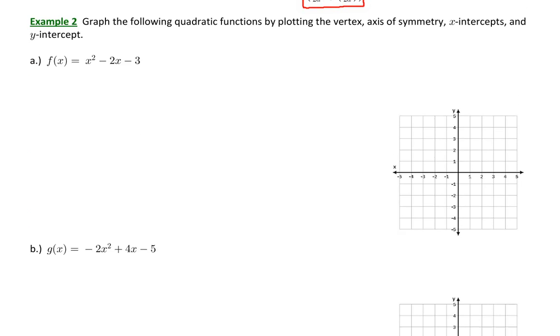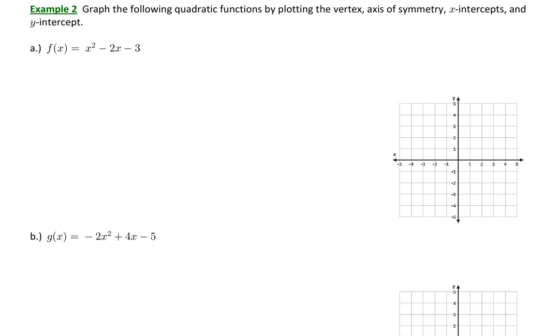Okay, let's apply this to an example. On example 2, our purpose is to graph the quadratic function by plotting the vertex, axis of symmetry, x-intercepts, and y-intercept. So the first thing I want to observe here is the orientation of our parabola. Its leading coefficient is 1. Remember, we call the leading coefficient a. We're just going to observe that it's positive. So we know this parabola opens up.